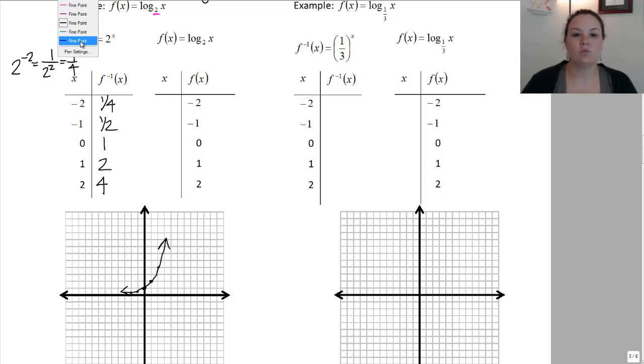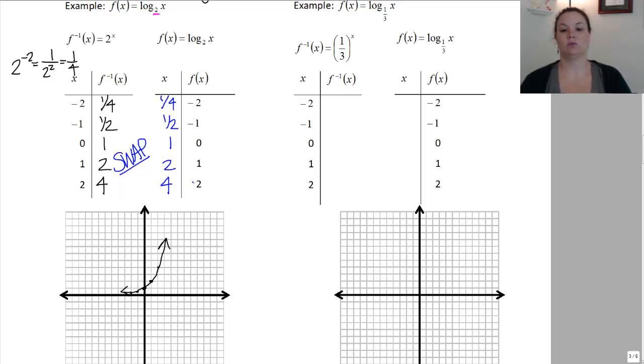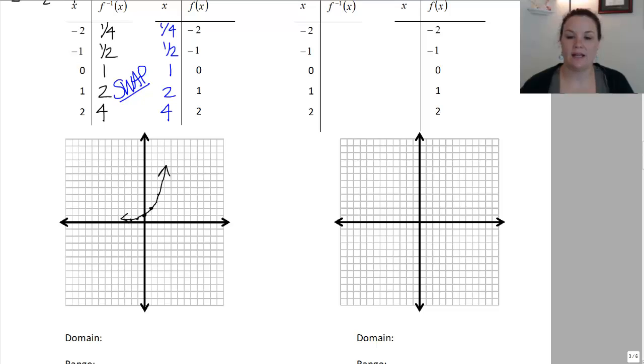So now I want to see what happens when I swap and get my log function. Okay, so here I'm just going to say swap. When I swap all my ordered pairs, I now have (1/4, negative 2), (1/2, negative 1), (1, 0), (2, 1), and (4, 2). Once I swap all of them, I'm going to graph that, and that will give me my log function. So at 1/4, I'm at negative 2. At 1/2, I am at negative 1. At 1, I'm at 0. At 2, I'm up at 1. And at 4, I'm up at 2.